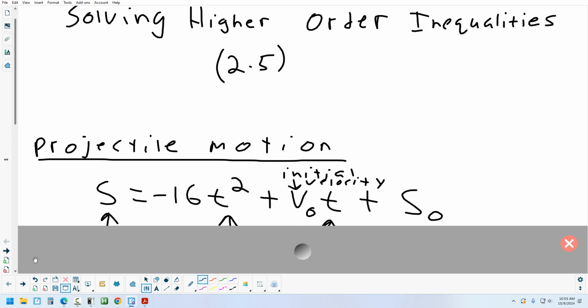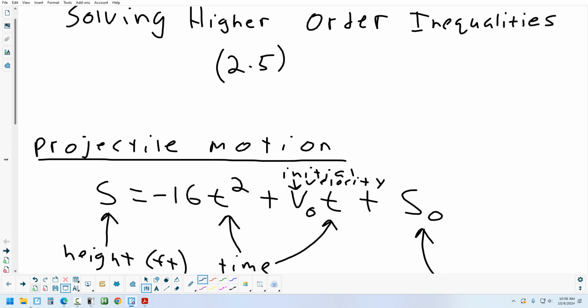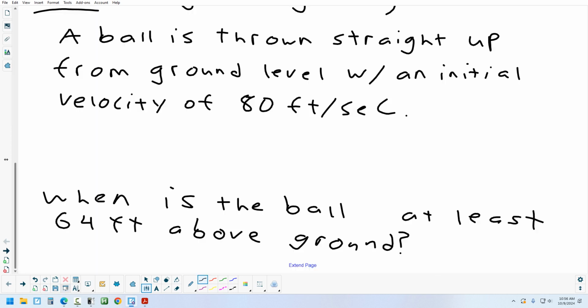So I'm going to give you a formula. I think we did this formula before, but I'm going to put it up again. And this is the formula that gives you the height of an object based on how much time it's been in the air for projectile motion. Okay, just a couple reminders what some of these are.